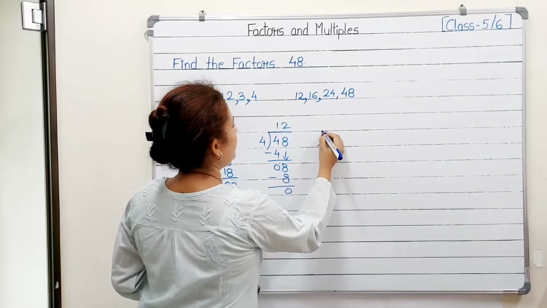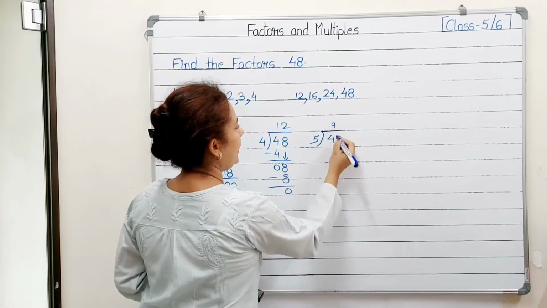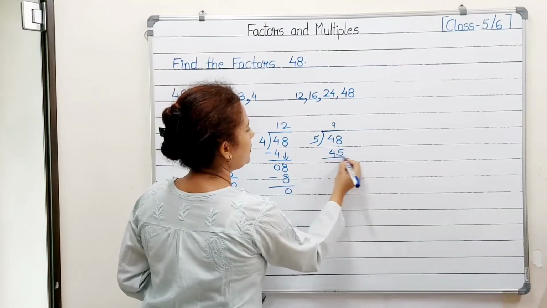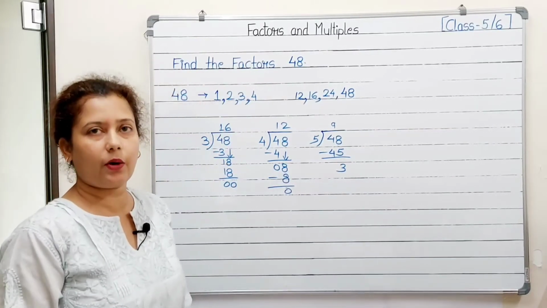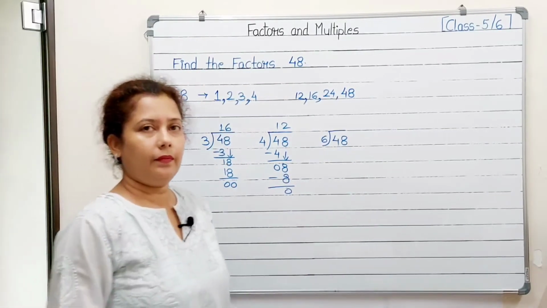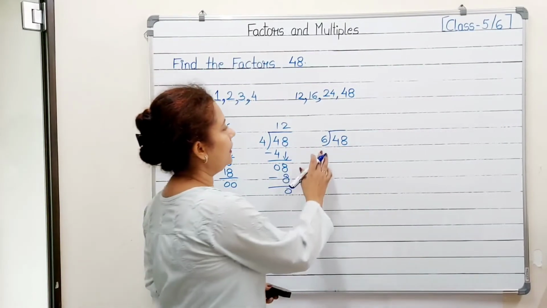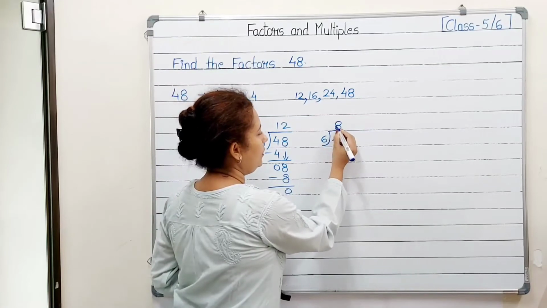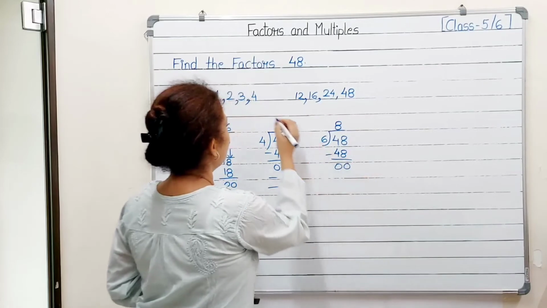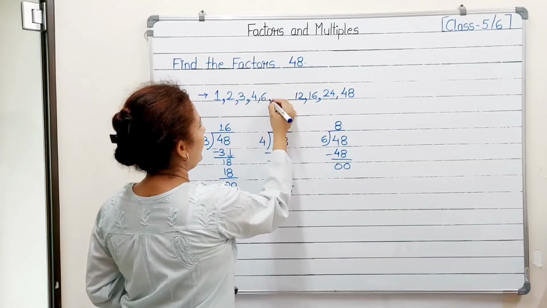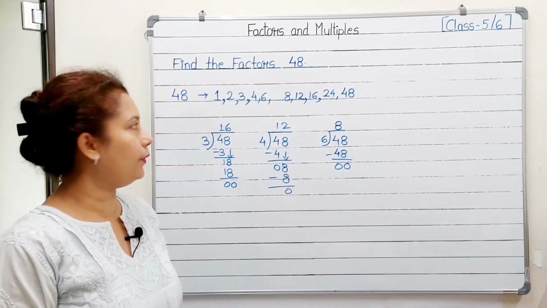Next, we will divide it by 5. 48 divided by 5, 5 9s are 45. So the remainder is 3. So it is not a factor of 48. Now we will divide 48 by 6. So here 6 into 8 is 48, remainder 0. So here 6 and 8 both are factors of 48.